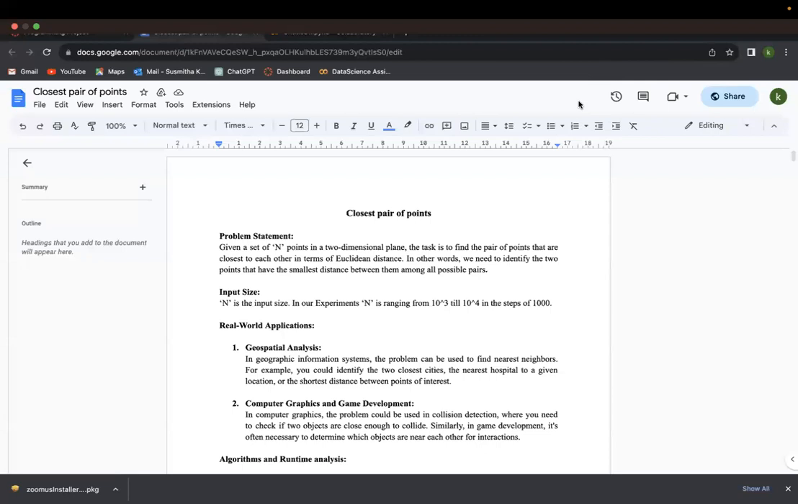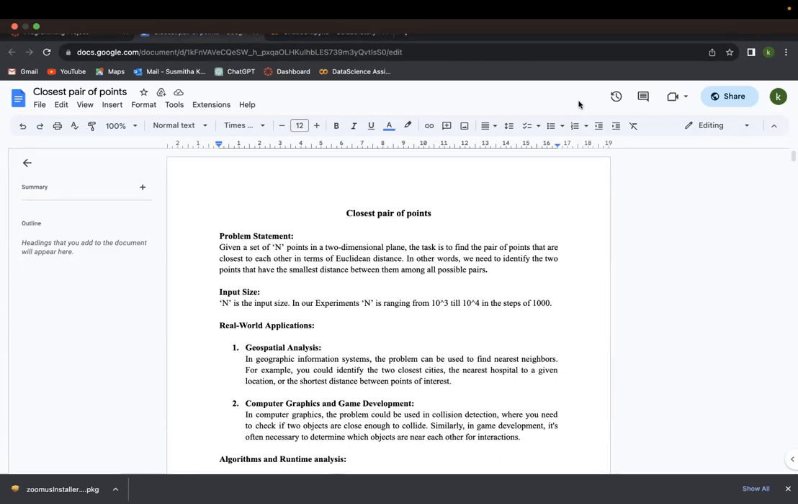I'm here to explain the complexity of different algorithms by solving the same problem: finding the closest pair of points using the brute force algorithm and the divide and conquer algorithm. The problem statement is: given a set of endpoints in a two-dimensional plane, find the pair of two points closest to each other.